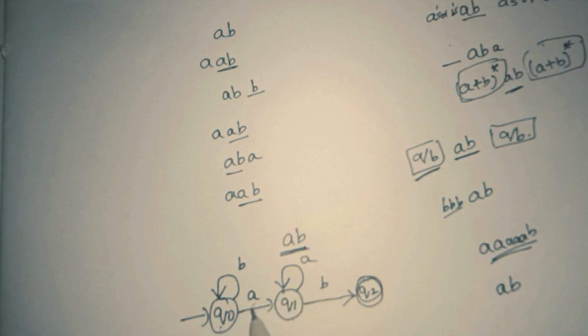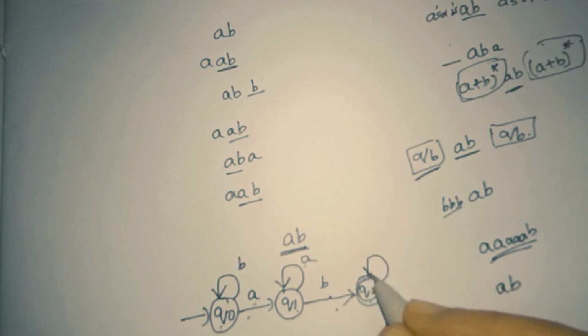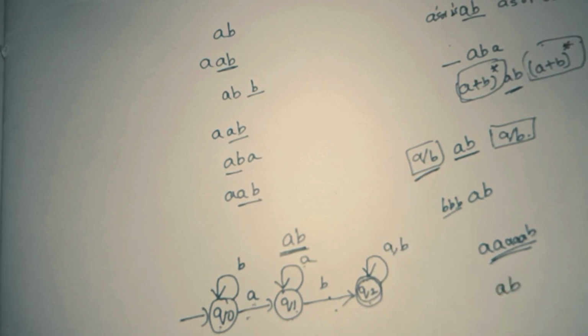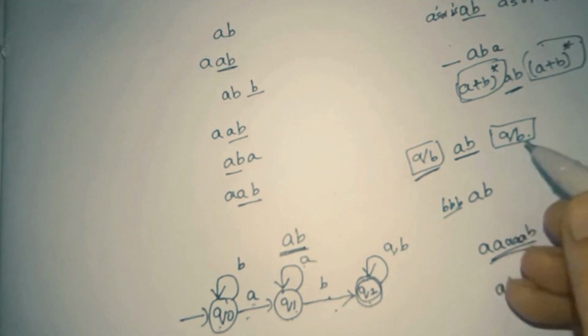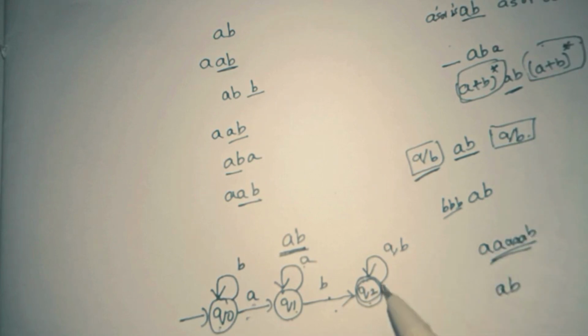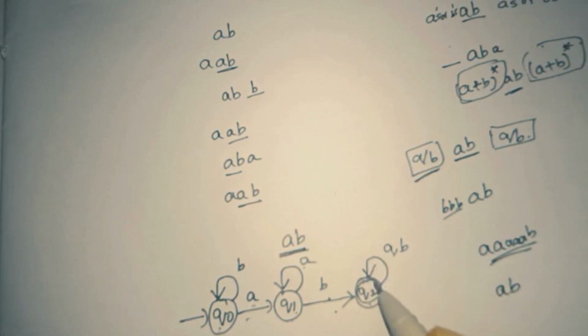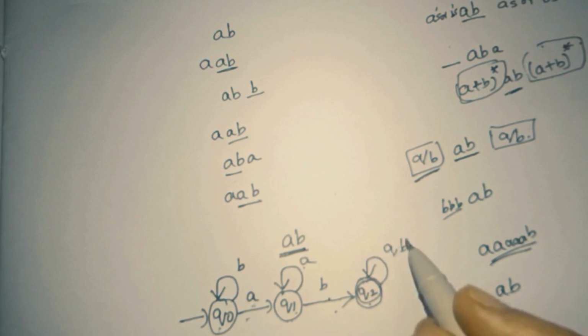Now Q0 is having a transition with A and B. Q1 is having a transition with A and B. Now Q2. After AB, we can have any number of A's and B's. Right? After AB, we can have any number of A's and B's. Hence, I can put a self loop on Q2 with A and B.